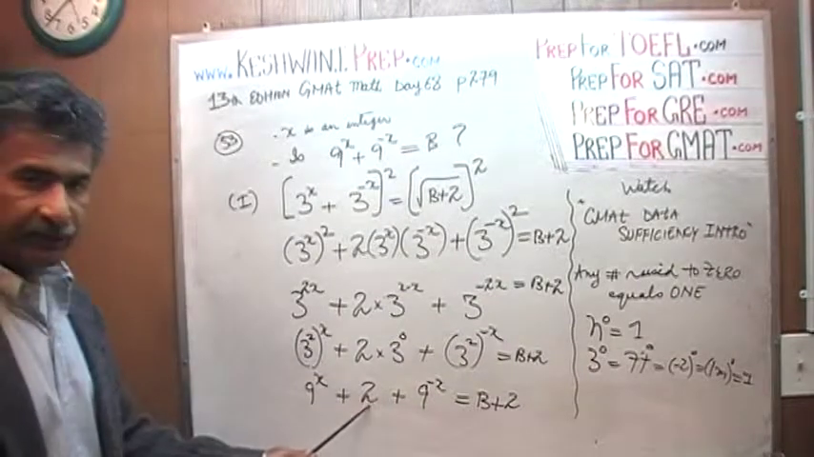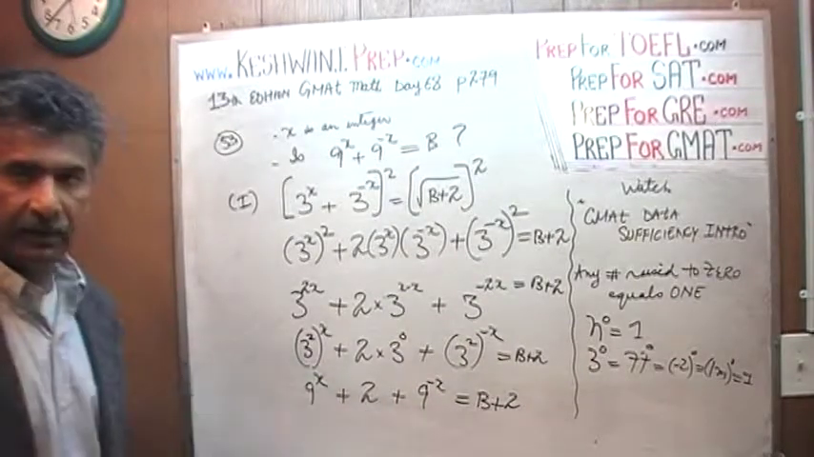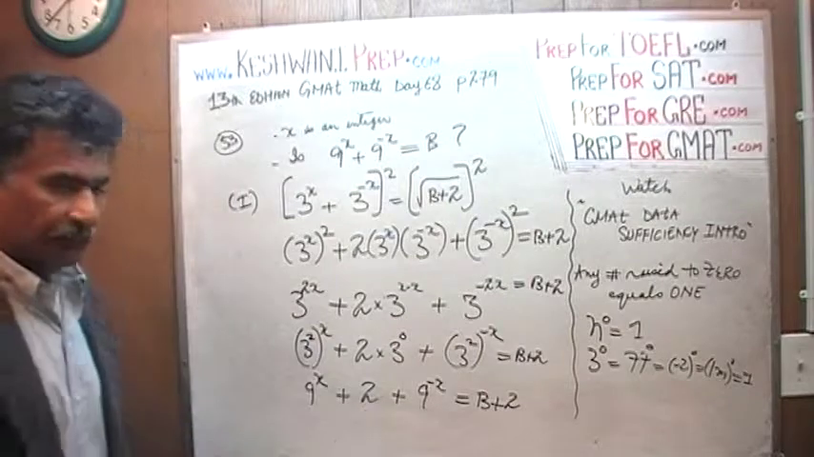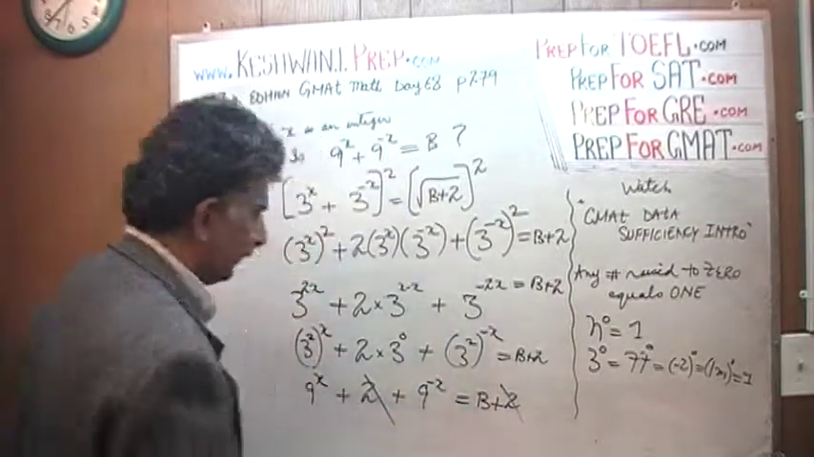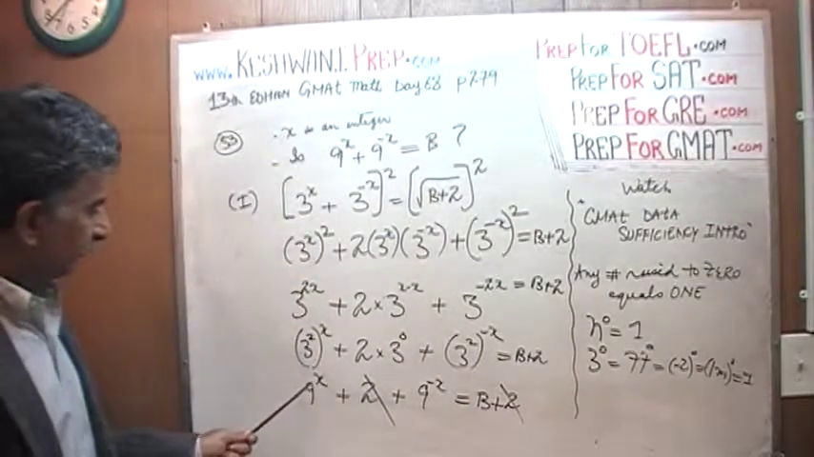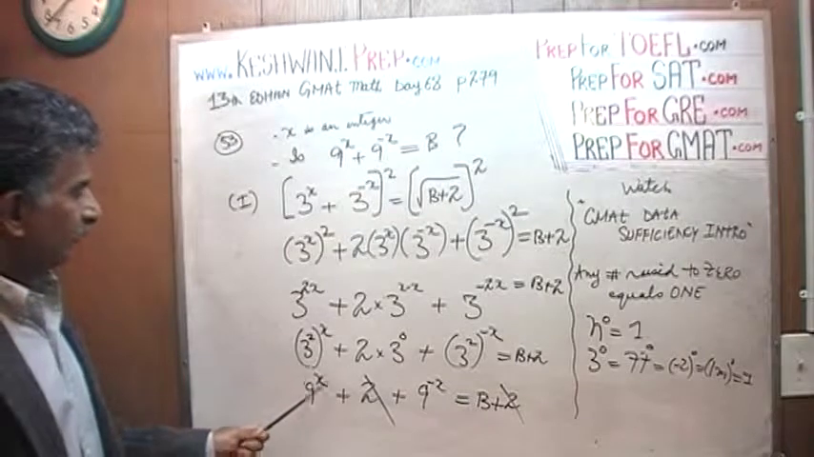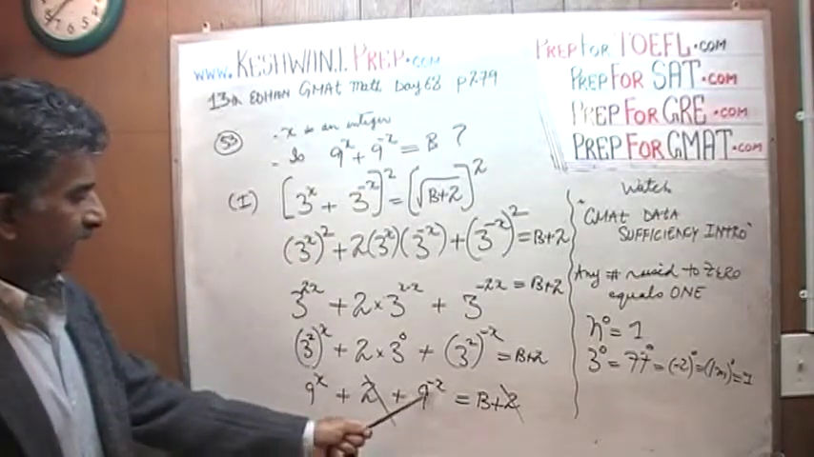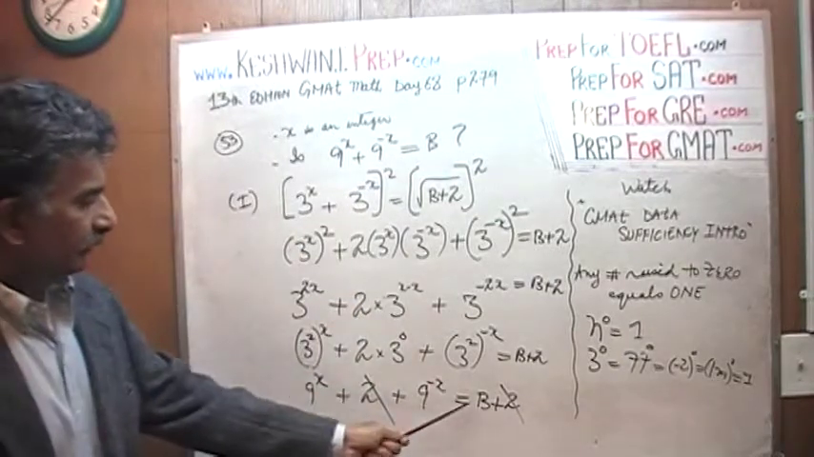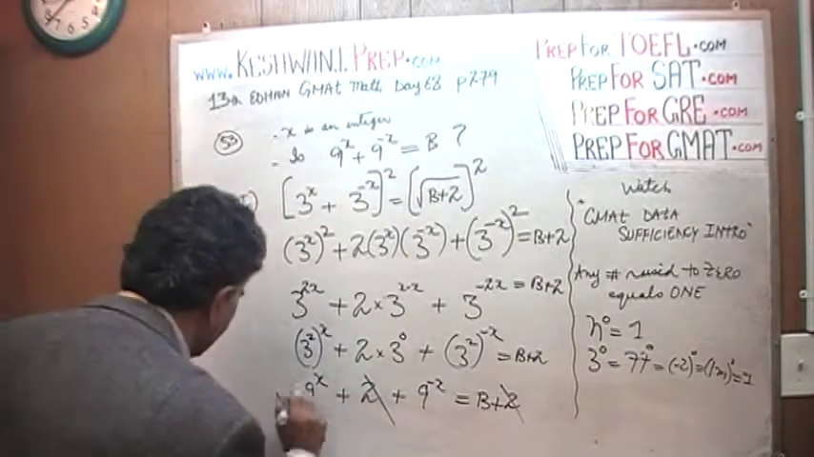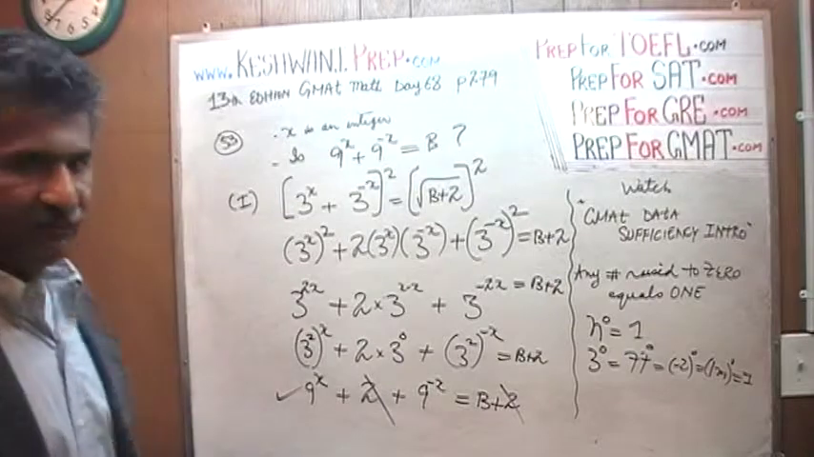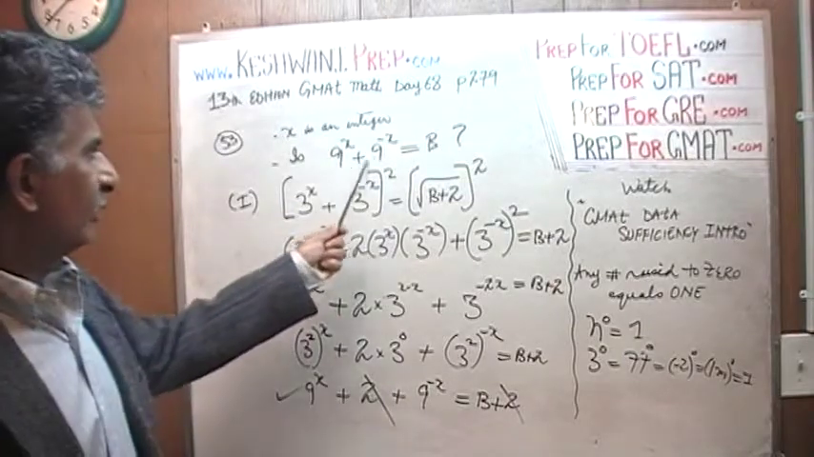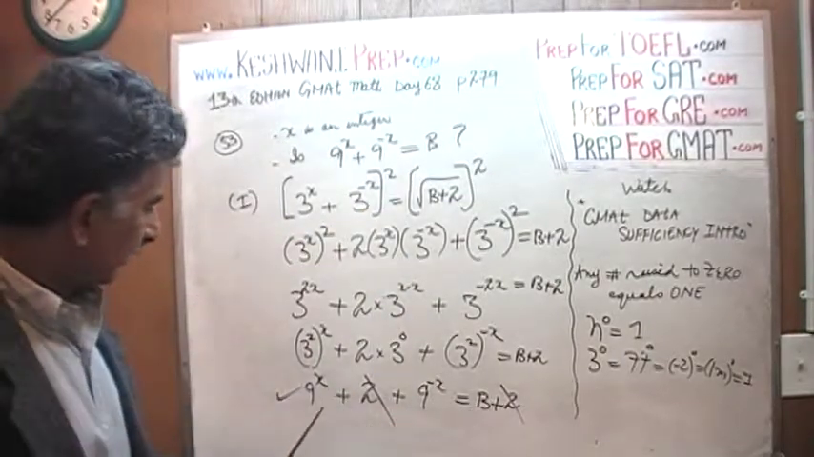I see a 2 on the left hand side. I see a 2 on the right hand side. If you were to subtract 2 from both sides, what do you suppose we end up with? We end up with 9 raised to x plus 9 raised to negative x equals b. What do you know? Aha! The first statement does the job. The question was, does this quantity equal b? We just proved that this quantity does equal b.